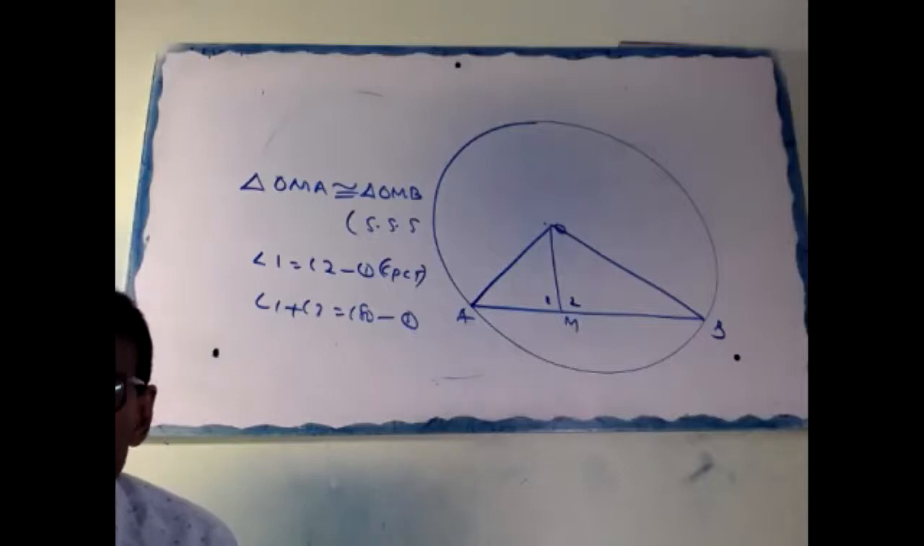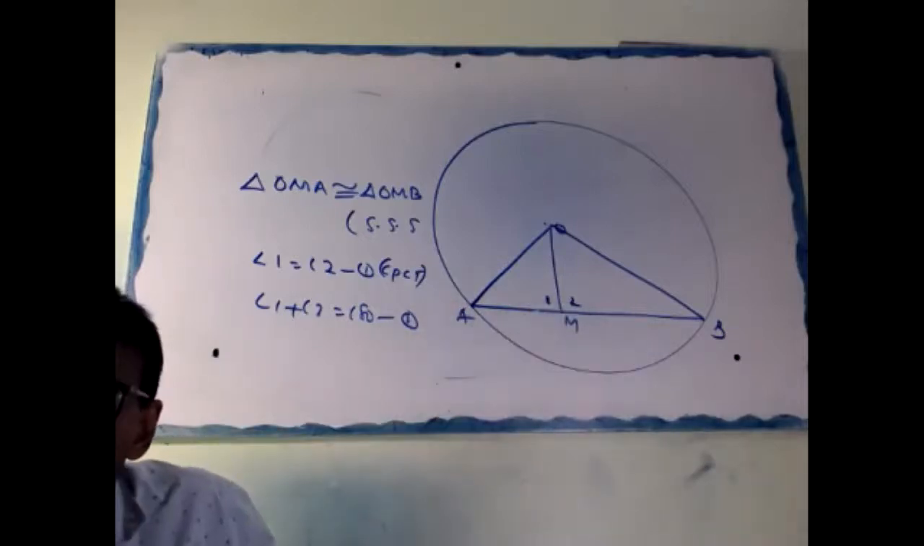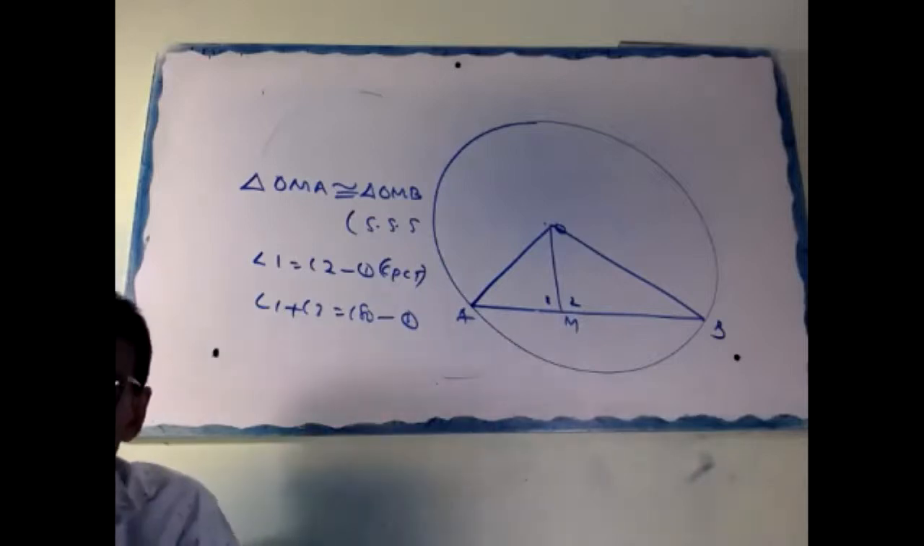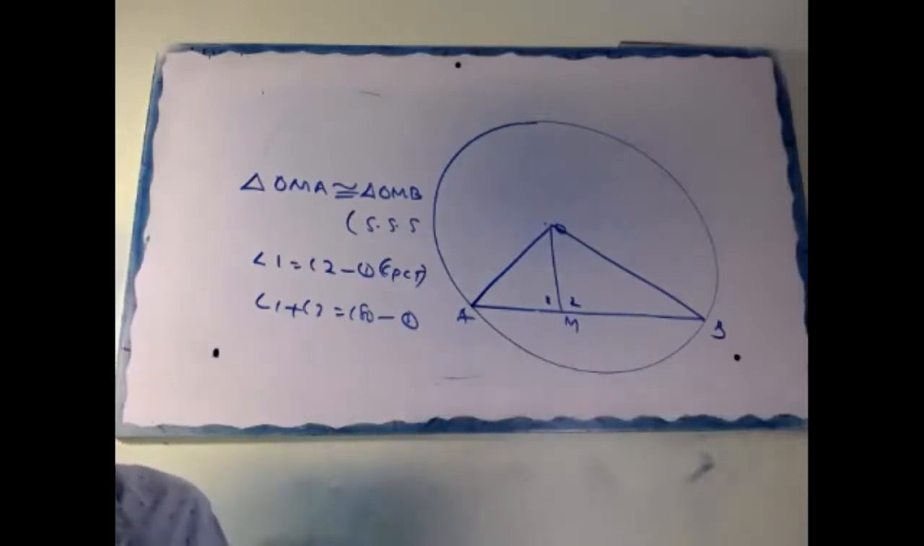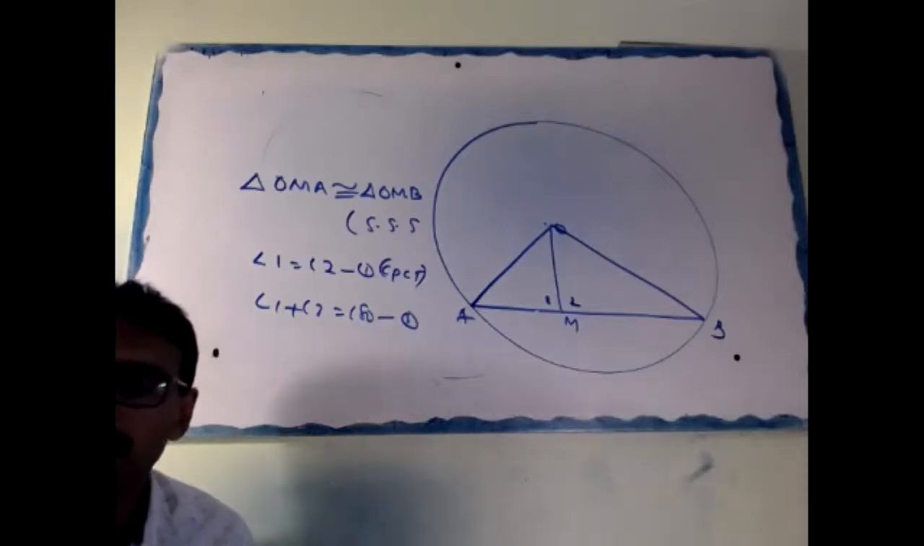After SSS, look here: angle 1 equals angle 2 by CPCT. But angle 1 plus angle 2 is 180 degrees, so from these we get angle 1 equals angle 2, each 90 degrees. Therefore, OM is perpendicular to AB. Is it clear now?